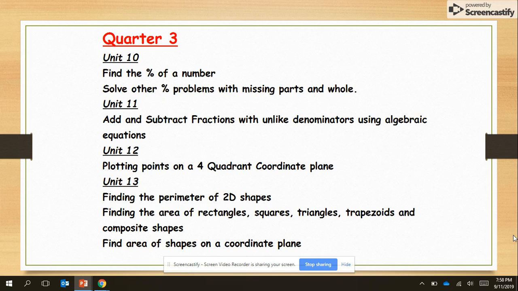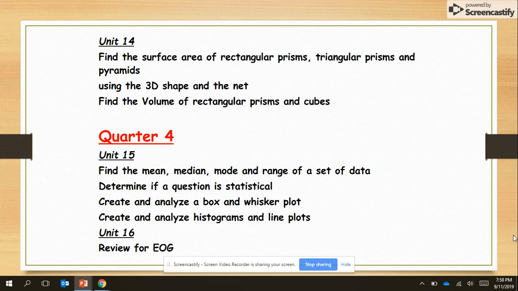Unit 12, we plot points on a 4-quadrant coordinate plane, and then we move into Unit 13 with finding the perimeter of 2D shapes like rectangles, squares, triangles, trapezoids, and composite shapes, and we find the area for them as well. We also find area of shapes on a coordinate plane. In Unit 14, we find the surface area of rectangular prisms, triangular prisms, and pyramids, and we'll use the 3D shape and the net to find the surface area, and we'll also find the volume of rectangular prisms and cubes.